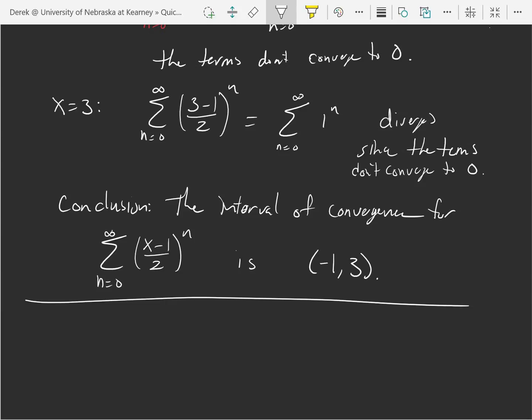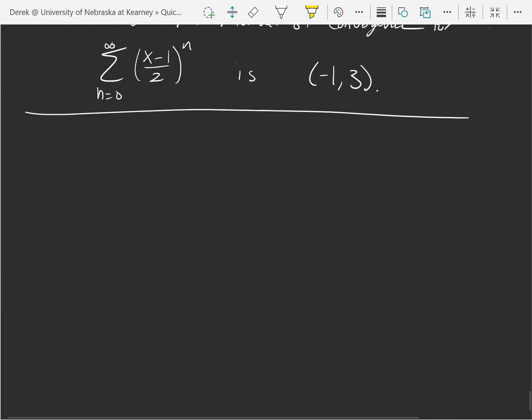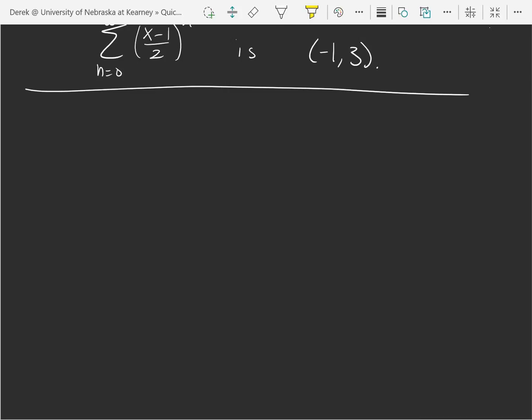Okay, let's see another one. So that time neither of the boundary points converged. Let's check the sum from n equals 0 to infinity of, how about x to the n over n. This one will be centered at 0. It might be slightly easier to work with.